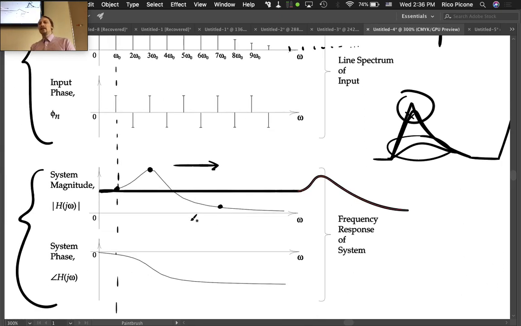Okay, so that is this phase distortion discussion. Any questions on that?